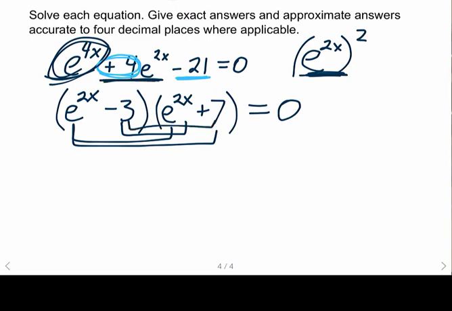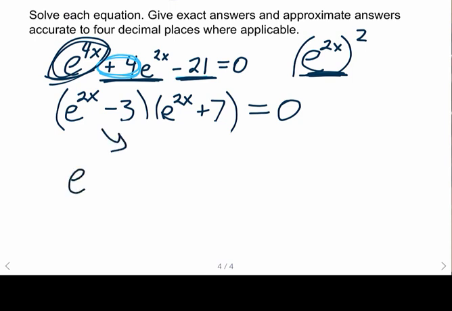Negative 3 times 7 is equal to negative 21. And so that's just to justify that our factoring worked. And it's kind of a trick that you use when you see an equation in this form. Now, we have that e to the 2x minus 3 is equal to 0, or e to the 2x plus 7 is equal to 0.